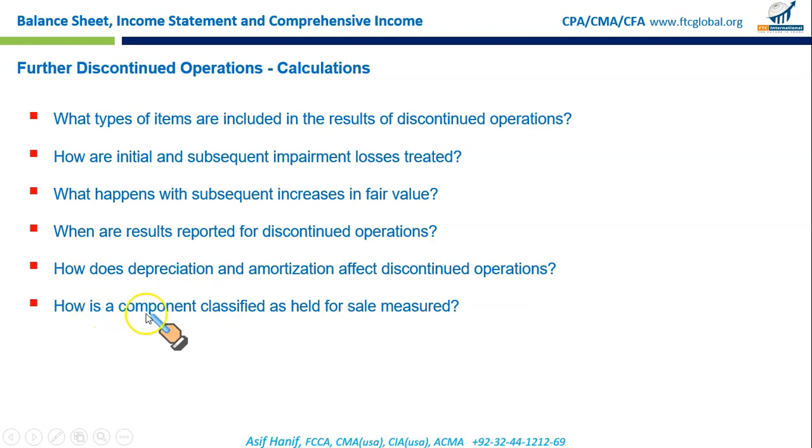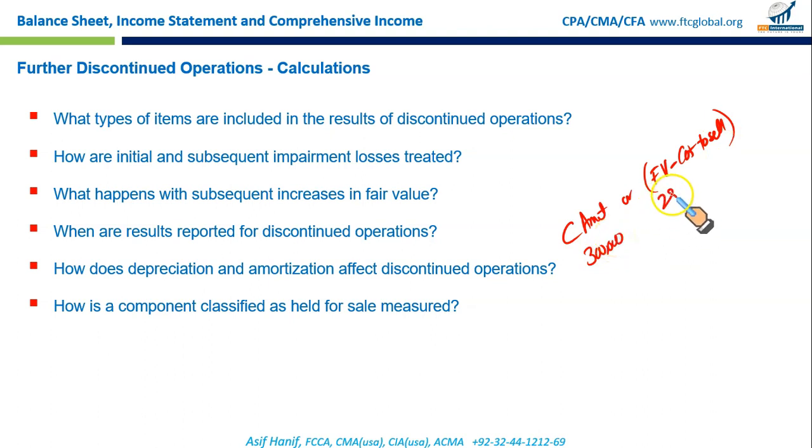Then it says, how is a component classified as held for sale measured? Let us discuss this. This is a bit technical. Okay, let's say we have a component we want to sell, and we have decided, for timing, to keep it as held for sale. So a component that is held for sale is measured at either its carrying amount or fair value minus cost to sell. Cost to sell means cost needed to complete the sale. Right? So let's say the carrying amount is $300,000.